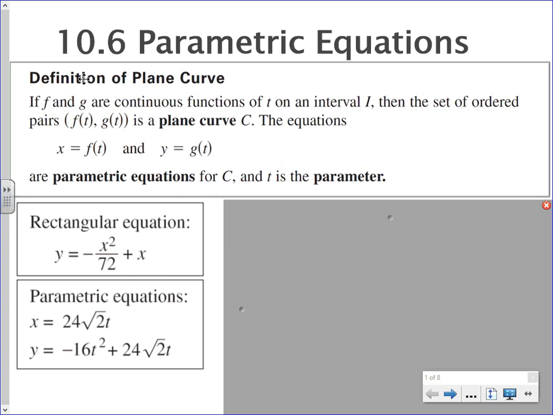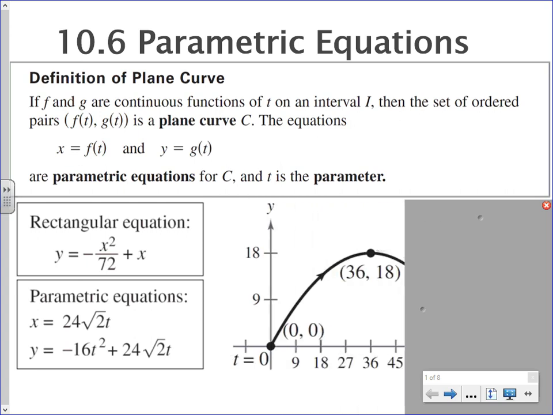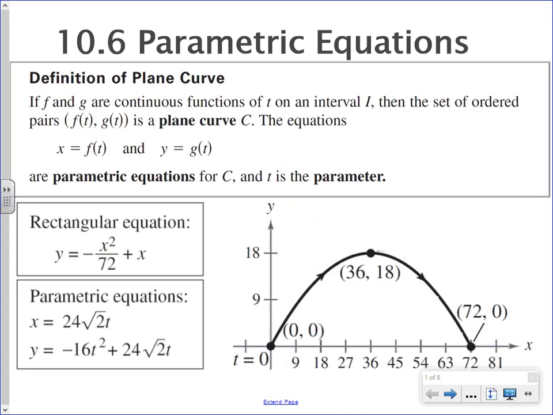So since we plug in values for t, what's happening is we have some direction to our graph. So this is the graph that matches the parametric equation set. It has direction to it, and this is what's going to set apart your rectangular graphs from your parametric graphs, is that we have to include the direction of the curve by putting arrows on it.